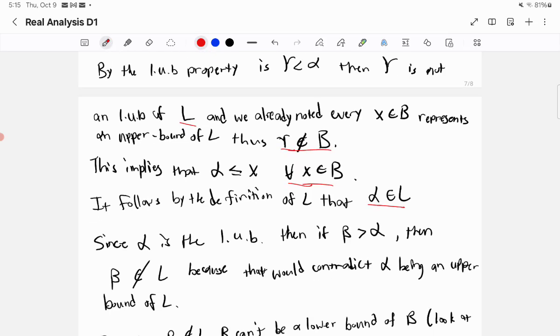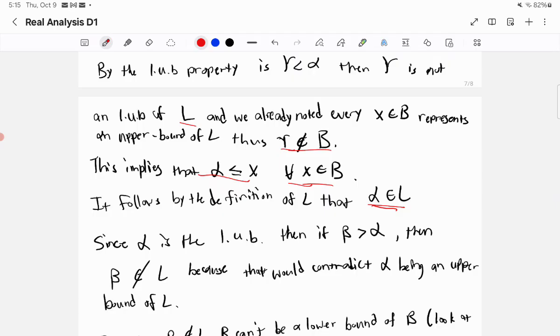Lower bound. Sorry, excuse me. Alpha has to be a lower bound of B, so alpha has to be in L because L was the set of all lower bounds of B. And since alpha is less than or equal to every value in B, that makes it a lower bound of B, right? That means that alpha is in the set of all the lower bounds of B.